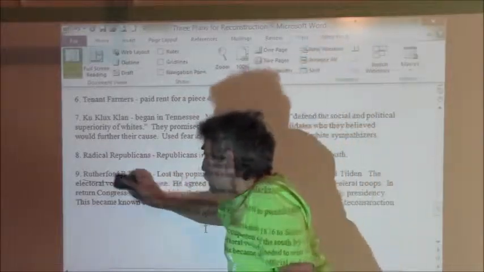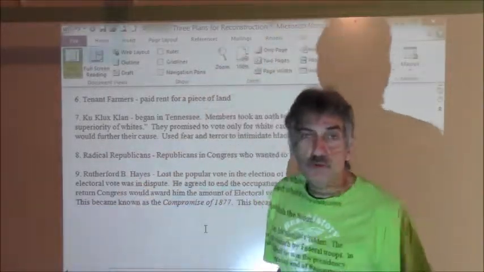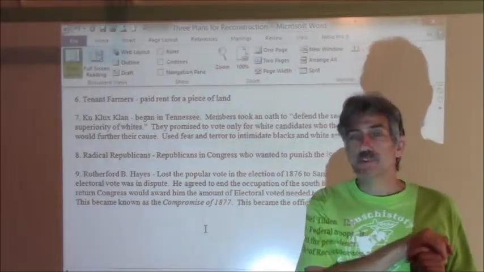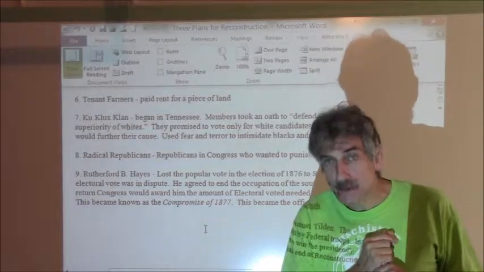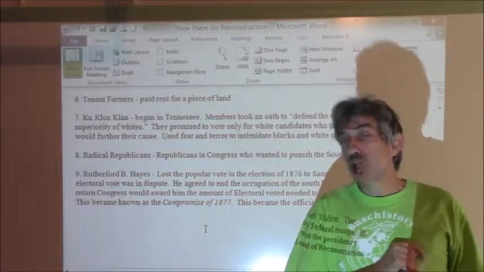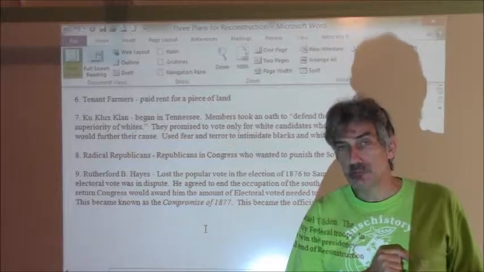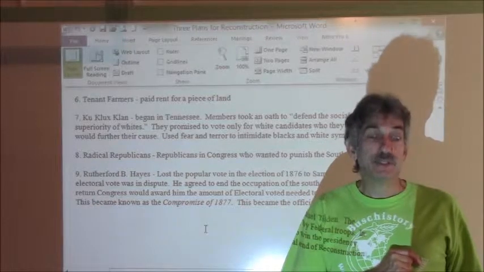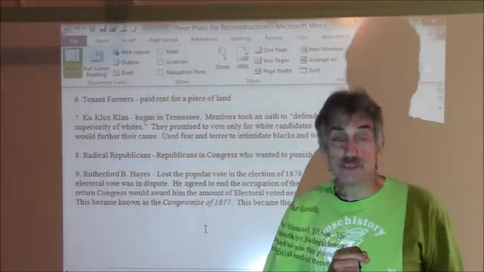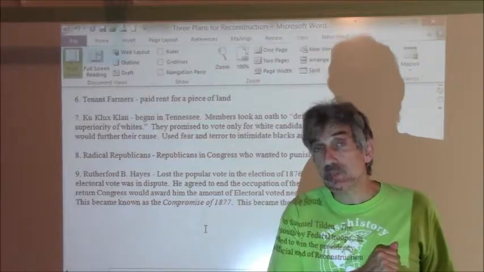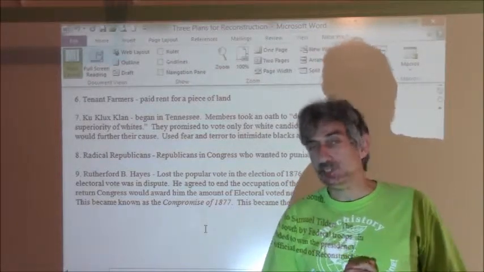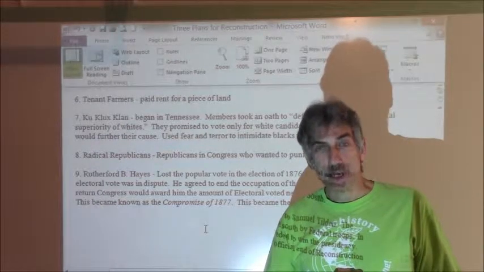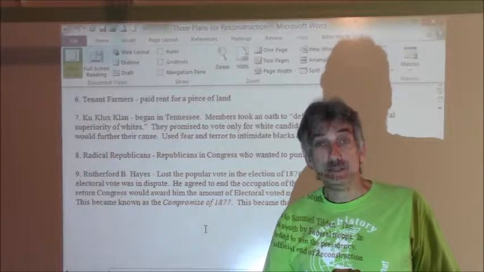When Rutherford B. Hayes becomes president and he removes the troops from the South, that is the official end of Reconstruction in 1877. So Reconstruction begins in 1865. We'll use January of 1865 because that is the 13th Amendment. And it ends in March of 1877 with the ascent of Rutherford B. Hayes to the presidency of the United States. Troops are withdrawn from the South. And if you use a little speculation, now that the troops are gone, what do you think is going to happen to the South? You got it.